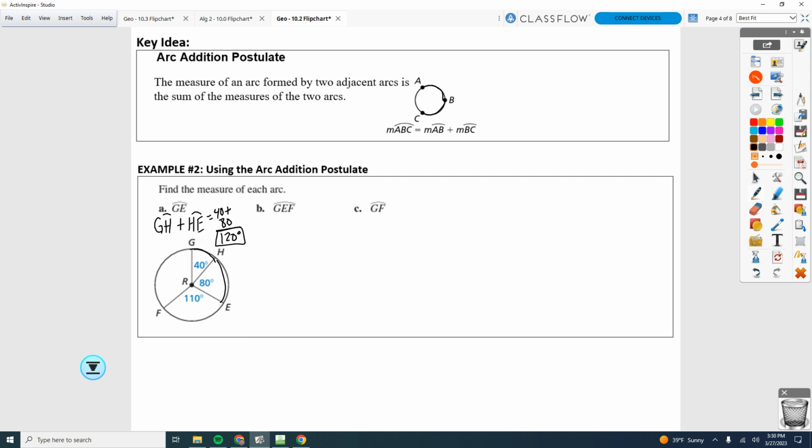GEF is going to be G to E to F. It's this whole entire thing. So it's going to be 40, 80, and 110 all added together. So that's 230 degrees. And then GF, we know is just going to be 360 minus that 230, which is going to be 130 degrees.